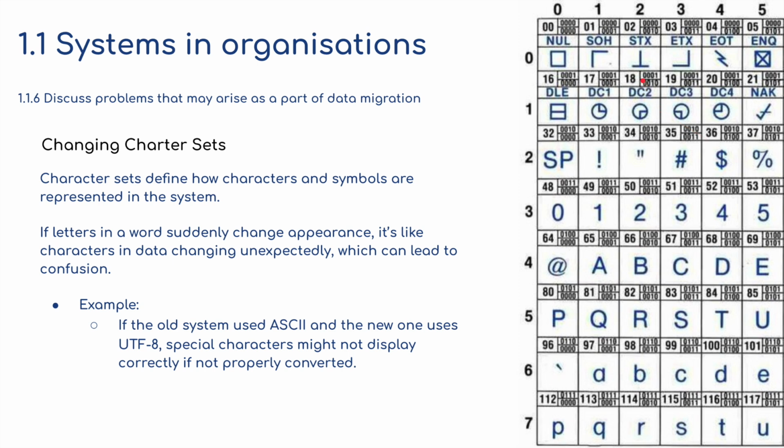Okay, character sets. Character sets define how characters and symbols are represented in a system. So ASCII format, Unicode, you may be familiar with. If letters in a word suddenly change appearance, it's like characters in data changing unexpectedly, which can lead to confusion. For example, if an old system uses ASCII and the new one uses UTF-8, special characters might not display correctly if not properly converted.